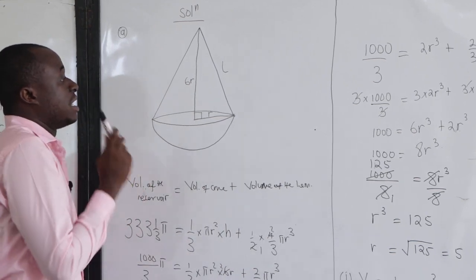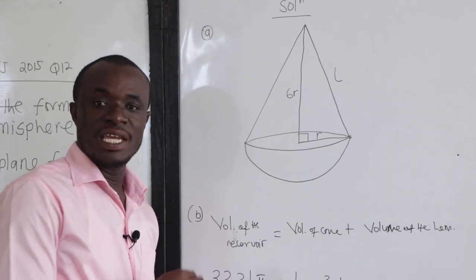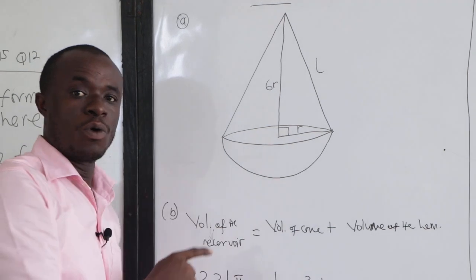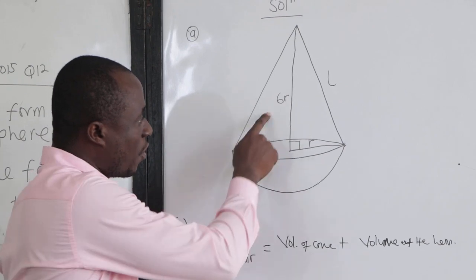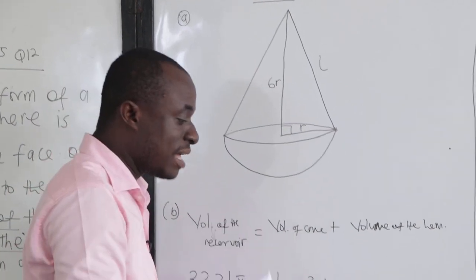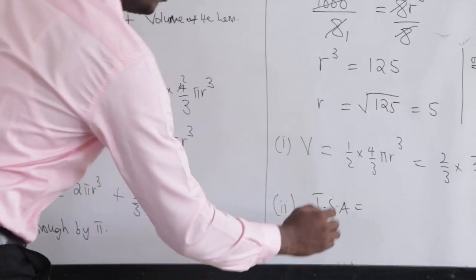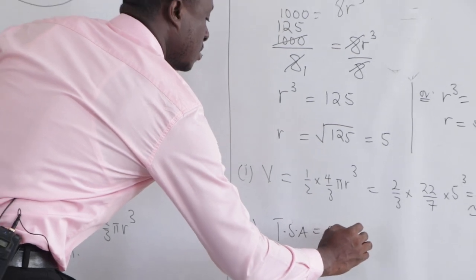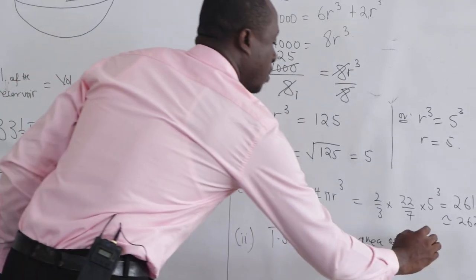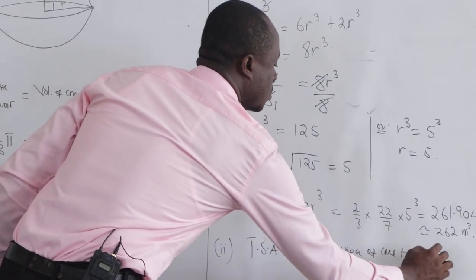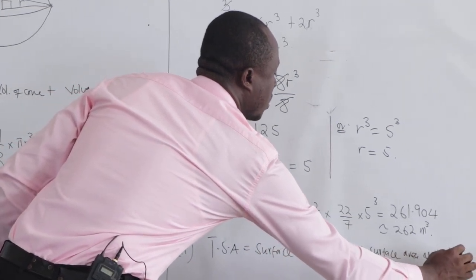Now let's see the reservoir. The reservoir is made up of a cone and a hemisphere. Clearly, the total surface area will be the surface area of the cone and then the surface area of the hemisphere. We have the cone and then the hemisphere. So our total surface area will be surface area of the cone plus the surface area of the hemisphere.